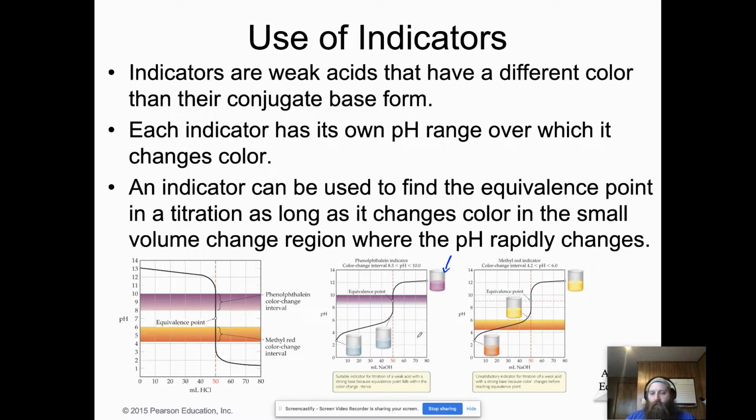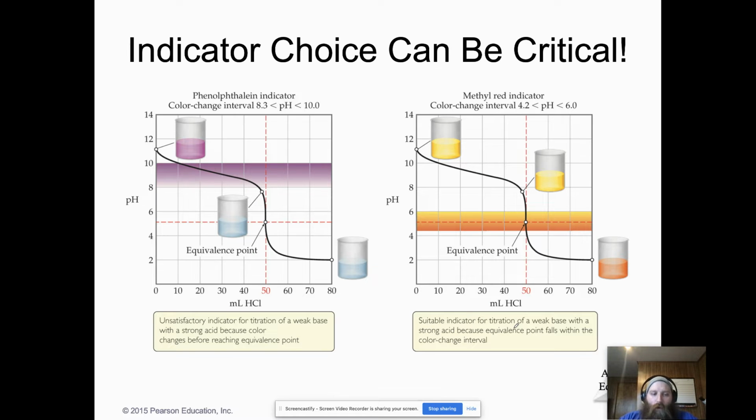On the other hand, if you want to use methyl red for this same equivalence point, on this one over here, well, this would not be a good indicator because the range at which the indicator is going to change colors is outside of the range where the equivalence point is. So that's why we need to know the pH ranges of a couple different indicators, right? So that's, again, what this is showing.